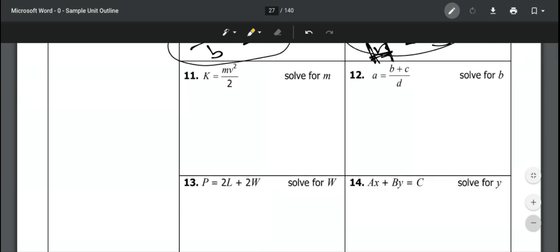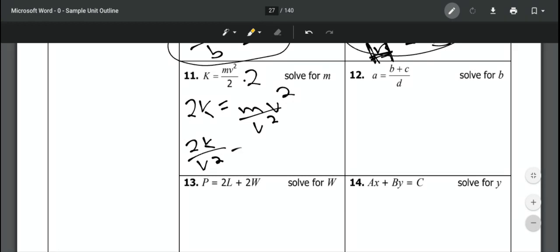Okay, the next one, solving for m. So we're first of all going to times by 2 to get rid of the fraction. So we have 2k equals mv squared. And then we're going to divide by v squared. So we have 2k over v squared equals m. And that's it.